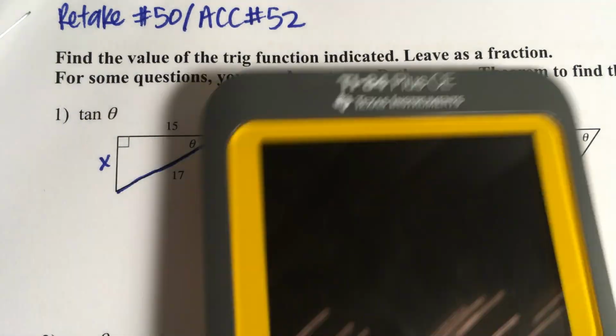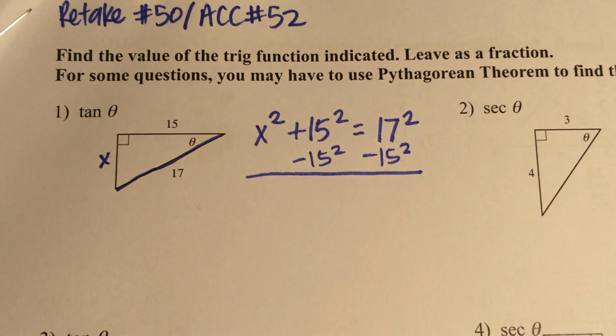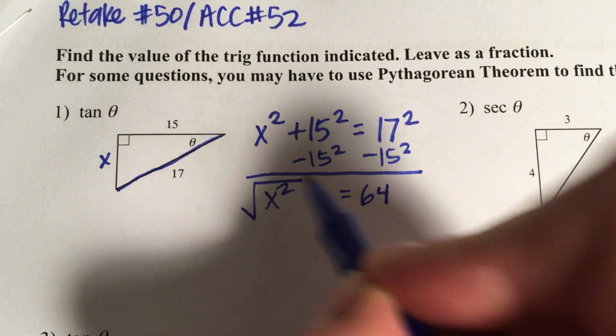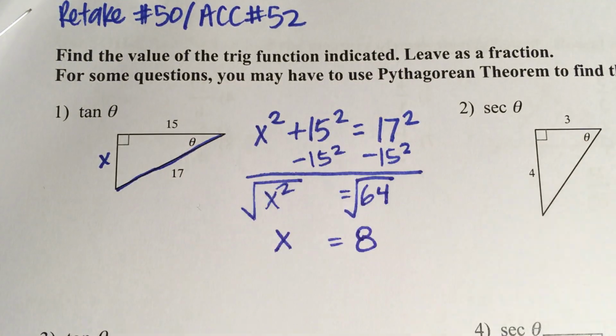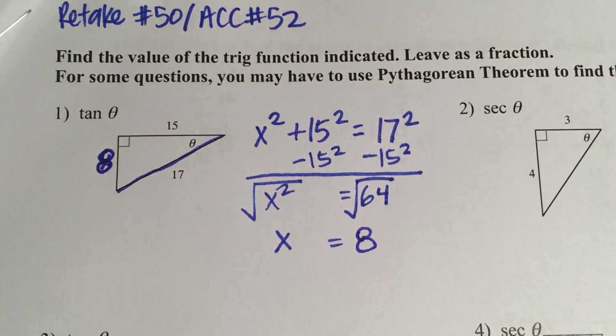And in my calculator, I'm going to do 17 squared minus 15 squared. I get 64. So x squared equals 64. Take the square root of that, and the square root of this would give me x equals 8. So I know that this side over here is 8.